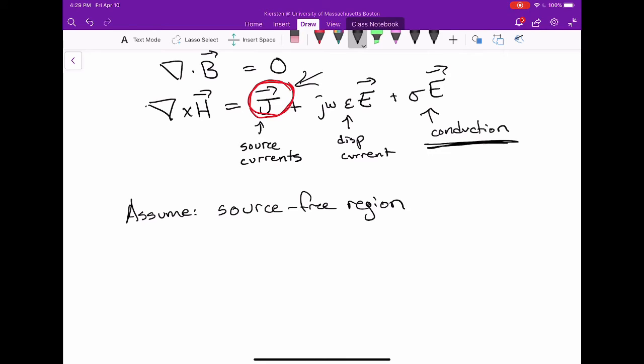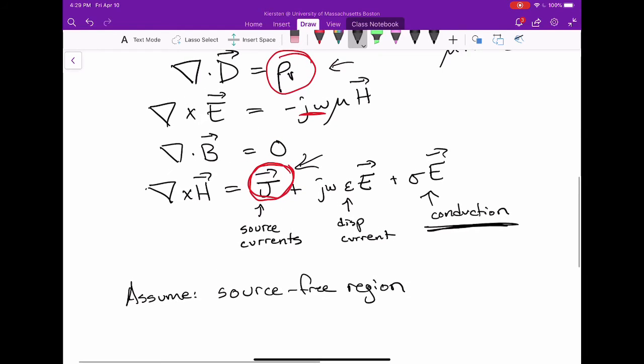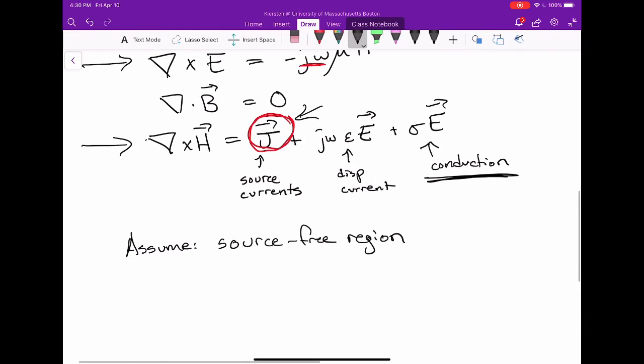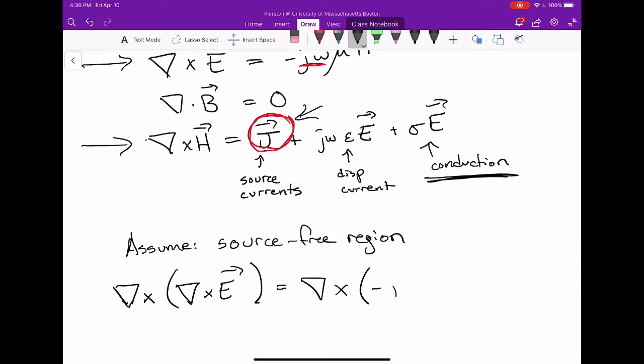What I'm going to do is derive the electromagnetic wave equation from these Maxwell's equations. The first step to that is to pick either Faraday's law or Ampere's law and take the curl of it and then substitute the other one in. I'm going to pick Faraday's law. So I'm going to do curl of E is equal to curl of minus j omega mu H.